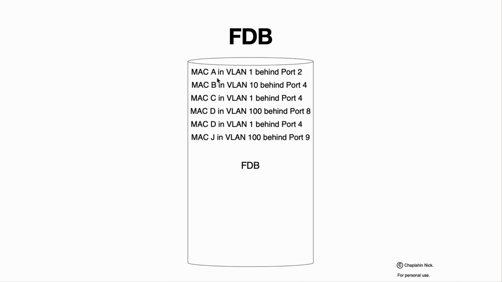The FDB key is MAC plus VLAN, because if you remember from the VLAN video, we can imagine a VLAN as a slice of the device that contains all ports that are members of this VLAN, and only between those ports can data traffic be transmitted.